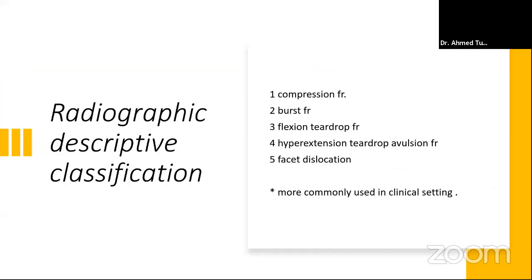Another classification system used most commonly in the clinical setting is the radiographic descriptive classification. It includes compression fracture, burst fracture, flexion teardrop fracture, hyperextension teardrop avulsion fracture, and facet dislocation. Facet dislocation was discussed in details with my colleague Dr. Ahmed Abdelati before.